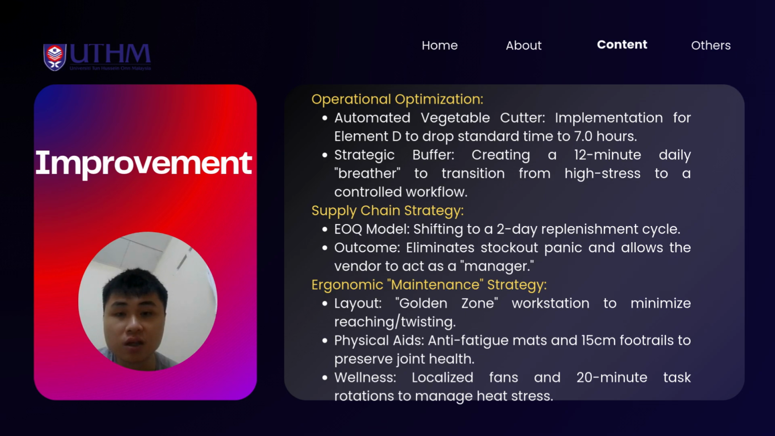The third one is ergonomic maintenance strategy: the layered golden zone workstation to minimize reaching or twisting, physical aids, anti-fatigue mats, and 1500 cm foot rails to preserve joint health. For wellness, localized fans and 20-minute task rotation to manage heat stress.